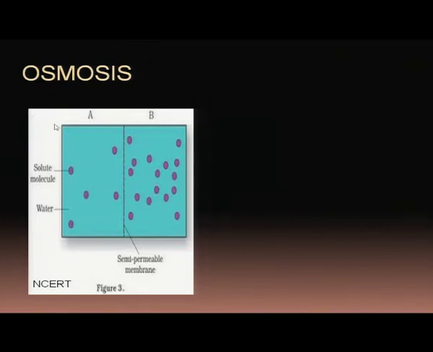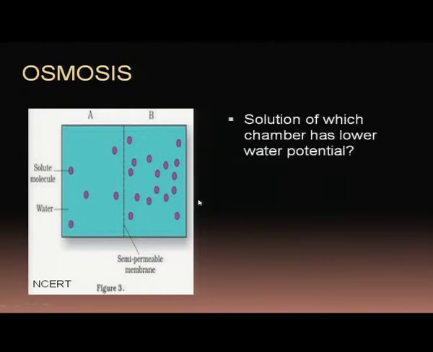This is a diagram that is also given in NCERT, and in this system there are two chambers, A and B, each separated by a semi-permeable membrane. The blue color represents the water, and solute particles have been shown with little spheres. Obviously, we can see that the concentration of solute particles is more on the B side and lesser on the A side. Now, let us see the questions that are present.